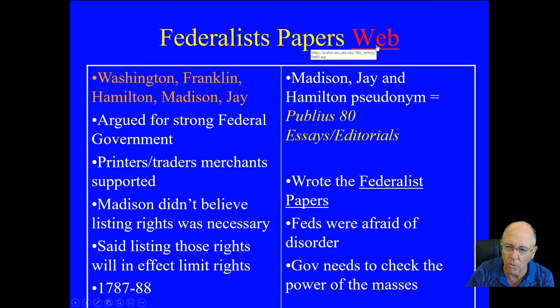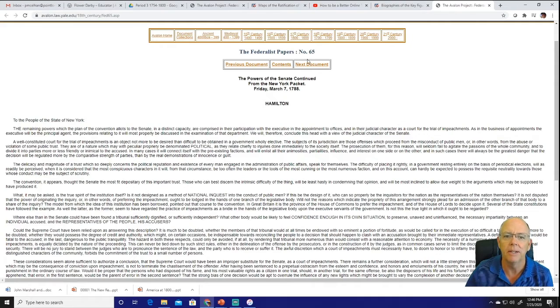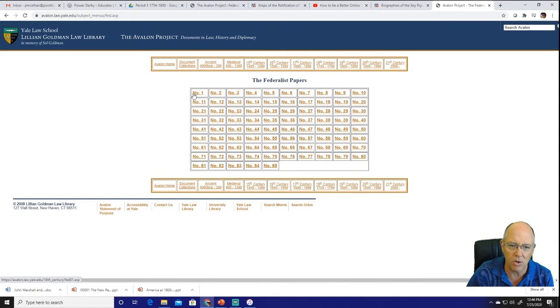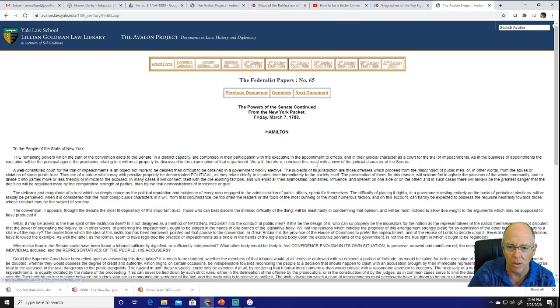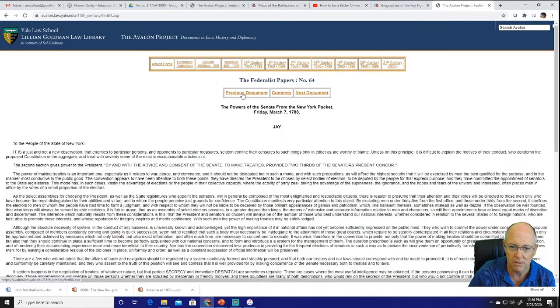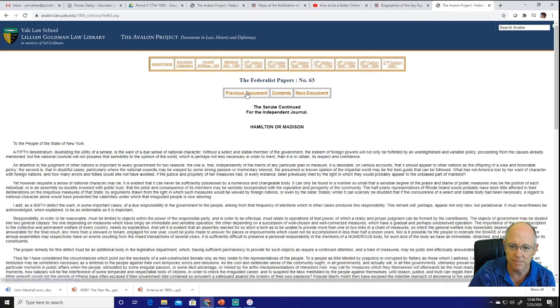Oh, and this is a link right here to the Federalist Papers. If you ever wanted to read them, you could see the contents. These are all the Federalist Papers. There are 85 of them, and if you click number 66, objections to the power of the Senate to sit as a court for impeachments. So again, this was about impeachment and why the Senate shouldn't be where they decide. Hamilton wrote it, and you can see powers of the Senate, Hamilton or Madison, Senate continued.